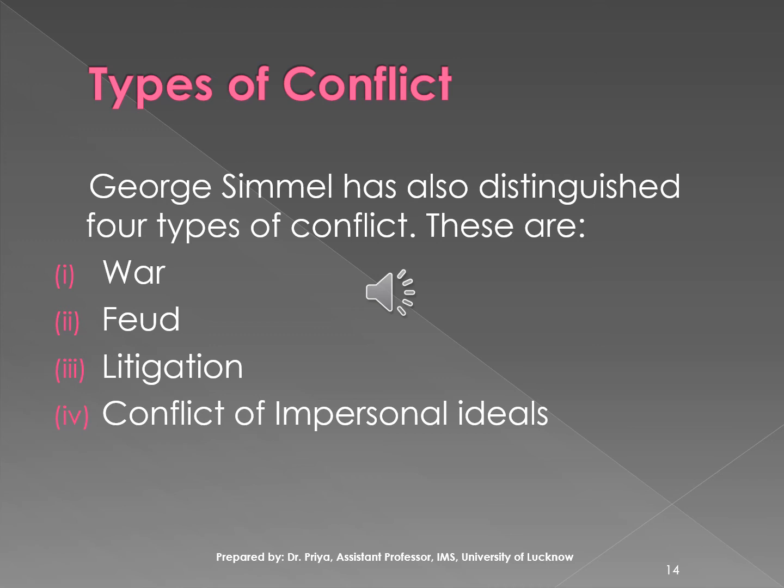The third one is litigation. Litigation is a form of conflict which is judicial in nature. To reduce their grievances and to get justice, people take recourse to legal means in the court of law. The fourth one is conflict of impersonal ideals. It is a conflict carried on by the individuals not for themselves but for an ideal. For example, the conflict carried on by the communist and capitalist to prove that their own system can bring in a better world order.